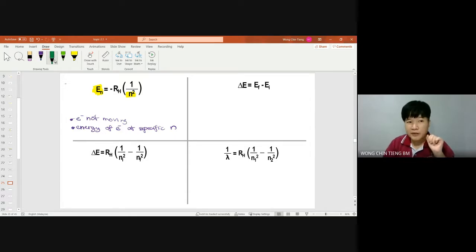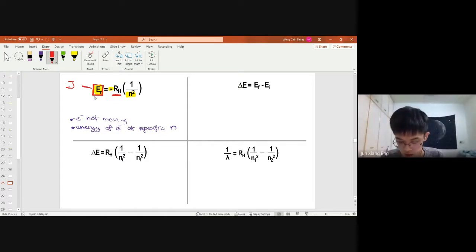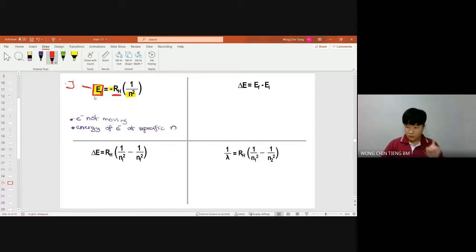Second thing, formula must come with the unit. So, the unit for E, the unit for energy over here must be Joule. Final unit must be in Joule. RH, formula ada negative ya, berhati-hati, make sure negative tu ada. The RH is a constant, but we have two value for RH. What is the two value, by the way? The first value for RH? 2.18 times 10 to the power of negative 18 joule. Good. One more.